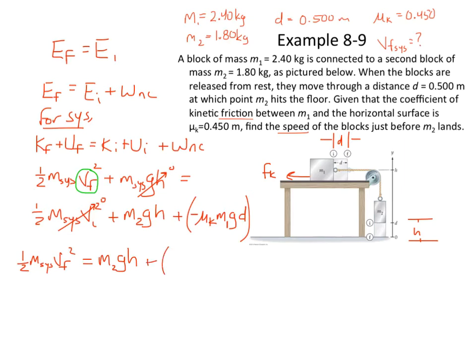Plus this negative mu k m1g. It looks like m1g times the distance. This right here accounts for the negative work done by friction. Okay, I think we can solve for the final velocity of the system.